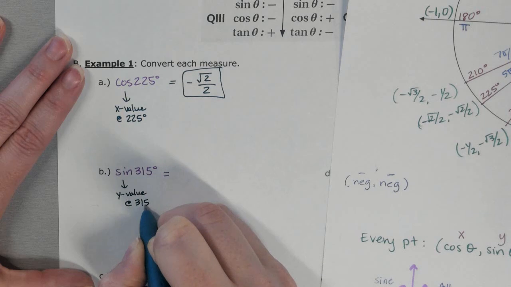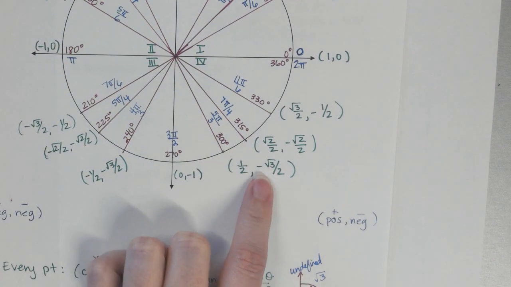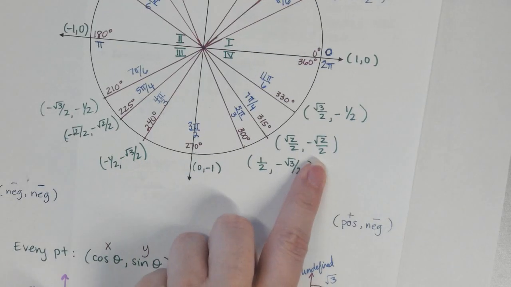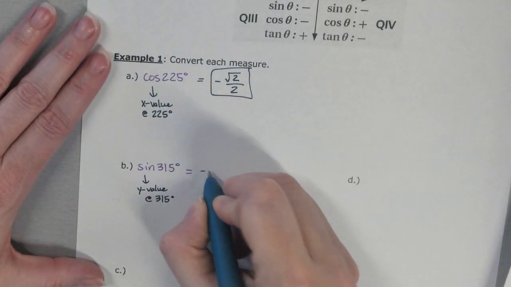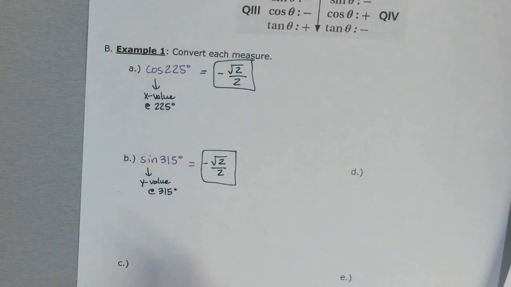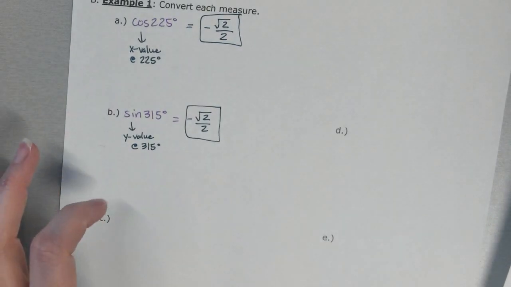Okay, and we have to go to 315. That's why it's important that you also check your solutions. So at 315, here's your x, here's your y. So your y value is negative root 2 over 2. They're the same thing, and yes, it's okay, because there are several points that have that. So make sure you have the negative and that you didn't put down your x value. Okay, questions for me on A or B?